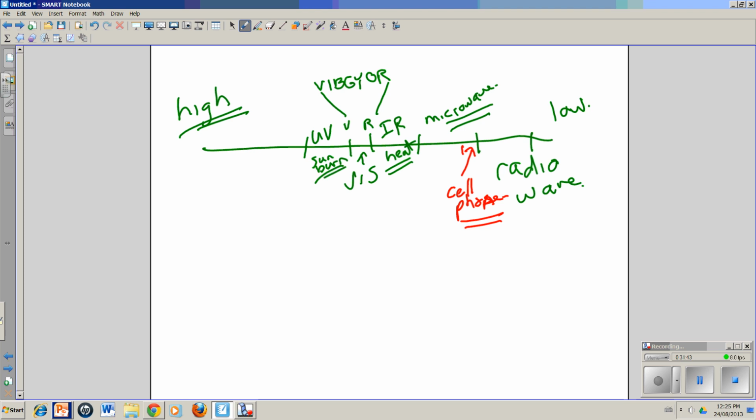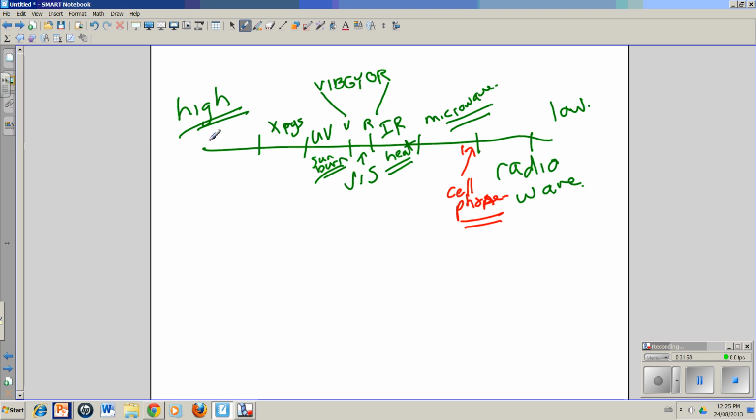Can be dangerous. Beyond UV, we have something called X-rays. X-rays can go right through your skin, but they can't go through your bones. And so when you get an X-ray done, you can see the bones and you can't see the skin. It goes right on through.